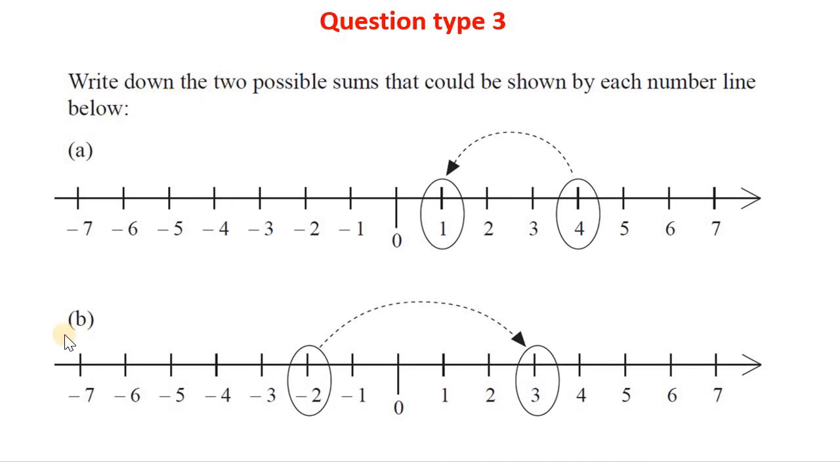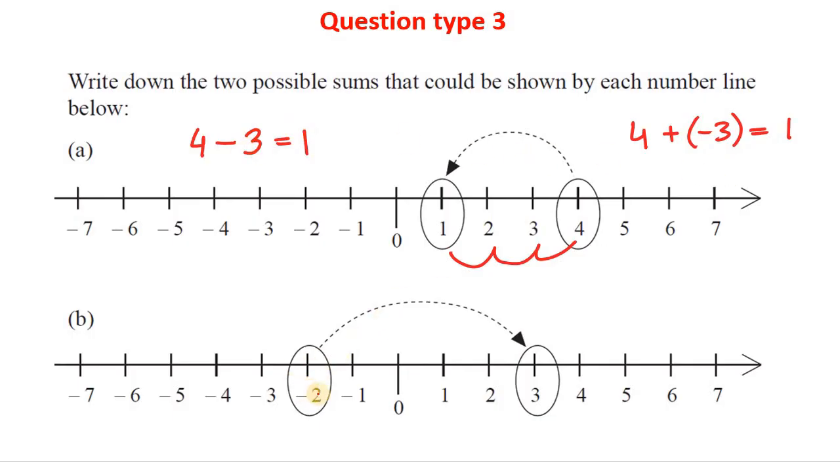In this third type of question, you have to write down 2 possible sums that could be shown by each number line below. Here we start with 4. Next we move to the left, how many steps? 1, 2, 3. Since the movement is left, I can straightforward write 4 minus 3, and the answer is 1. This is one of the ways. Another, I can also write 4 plus minus 3. If I add 4 with a negative number, the movement will be towards the left. These are the 2 possible ways.